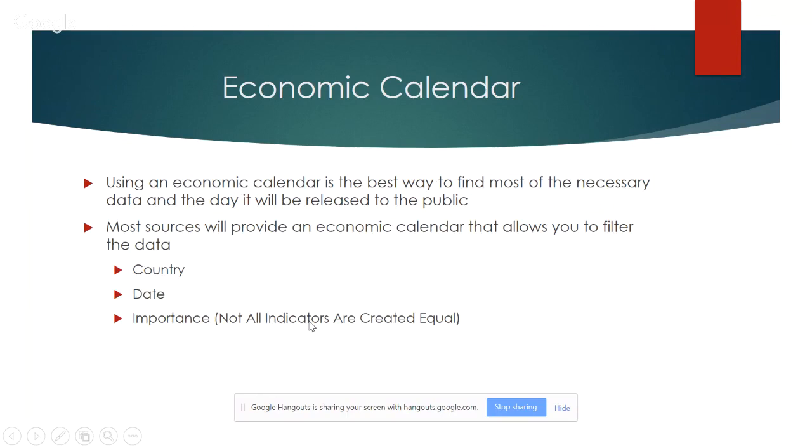What I mean by that is the market reacts differently to various indicators, right? So something like new housing starts might not be as big of a deal as if the Fed announces that it's going to increase interest rates next year, which it probably will.